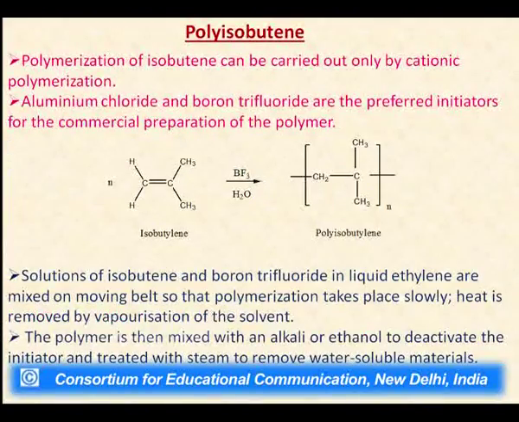Next addition polymer is polyisobutene. Polymerization of isobutene can be carried out only by cationic polymerization. Aluminium chloride and boron trifluoride are the preferred initiators for the commercial preparation of the polymer.